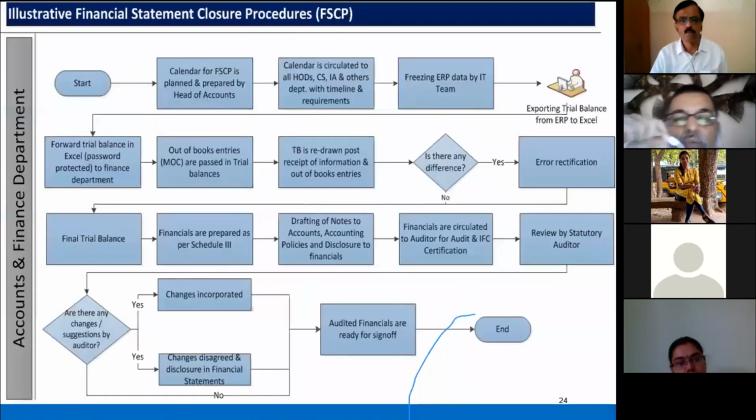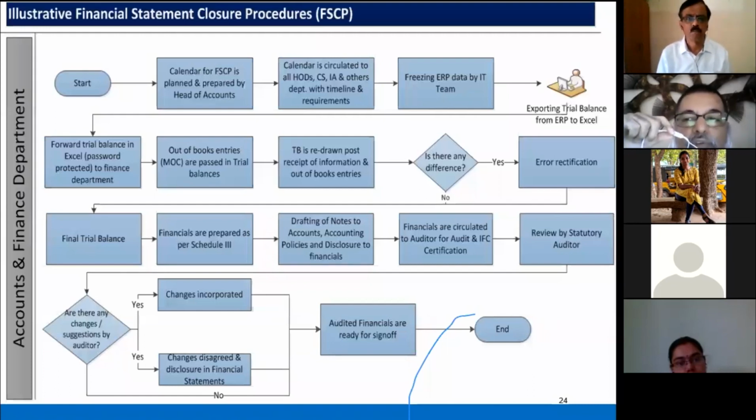Now let's look at one example of a financial statement closure procedure. So FSCP is the heart of internal financial controls. So we need to prepare this kind of a flow chart. When we talk of a financial statement closure procedure cycle, it starts with the calendar of FSCP, which is planned sometime in December or January by the organization, by the CFO's office.